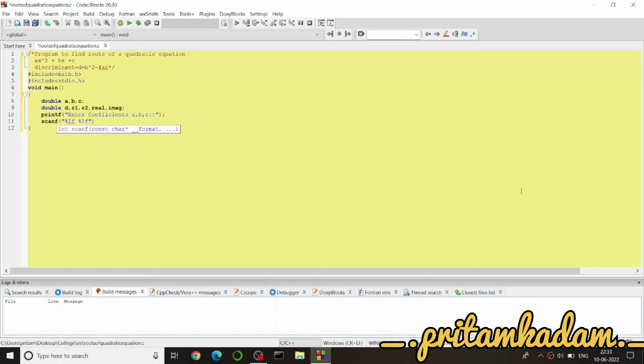%lf, %lf, %lf, and then after this I have to give the address of the variable. So ampersand a comma ampersand b comma ampersand c, and then semicolon.